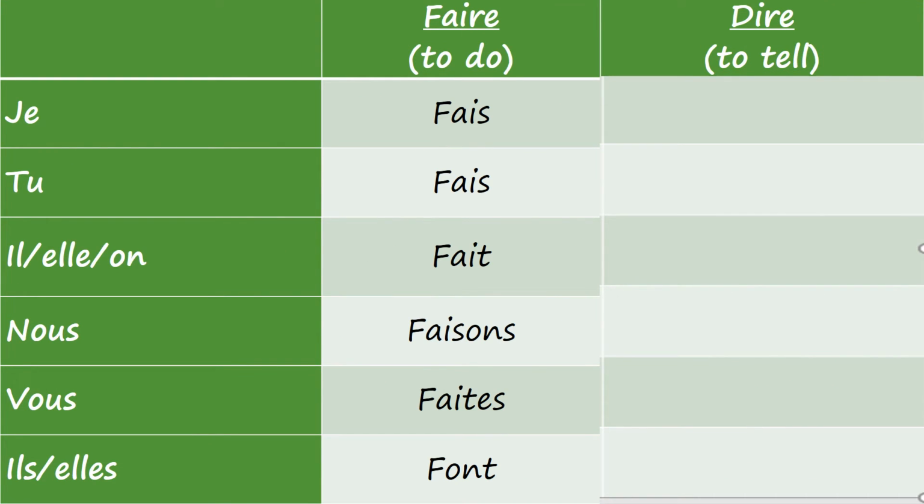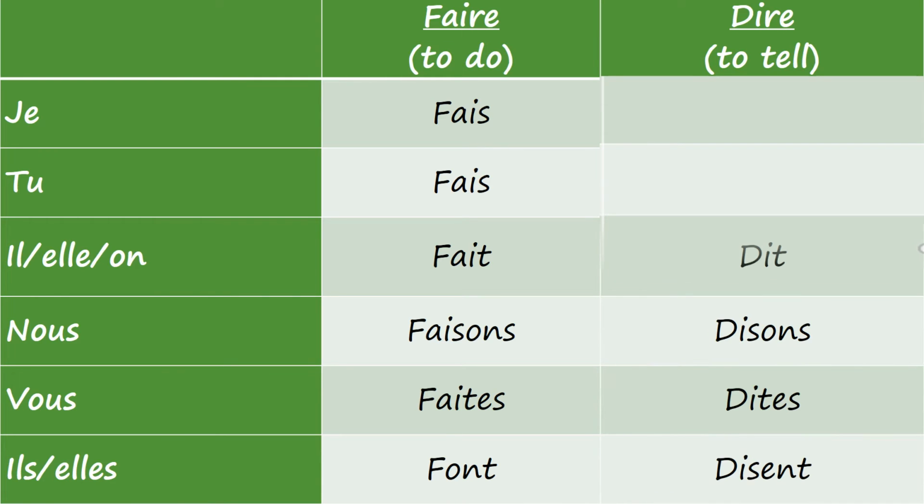The verbs faire and dire are also quite similar to each other. Je fais, tu fais, il fait, nous faisons, vous faites. Be careful, it is not vous faisez, it is vous faites. Ils font. Then the verb dire: je dis, tu dis, il dit, nous disons, vous dites, ils disent.